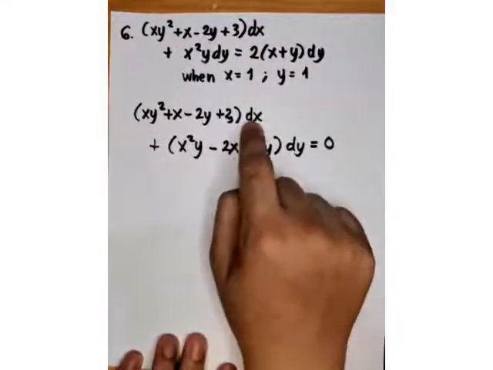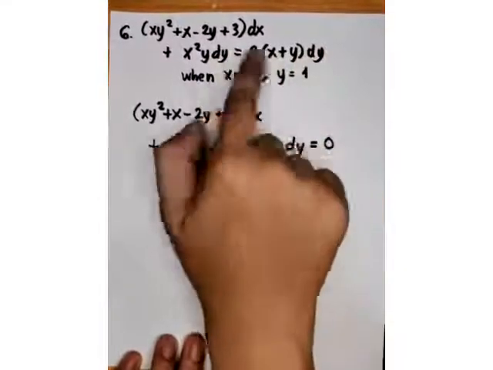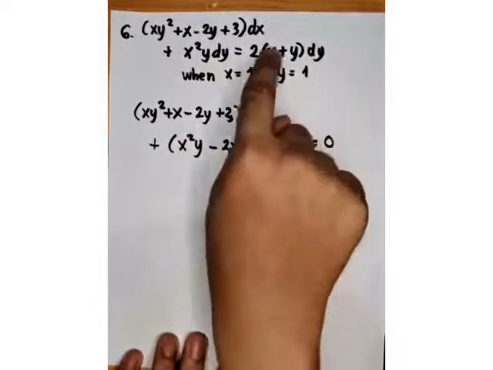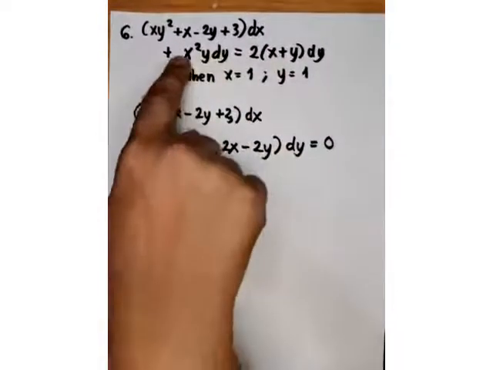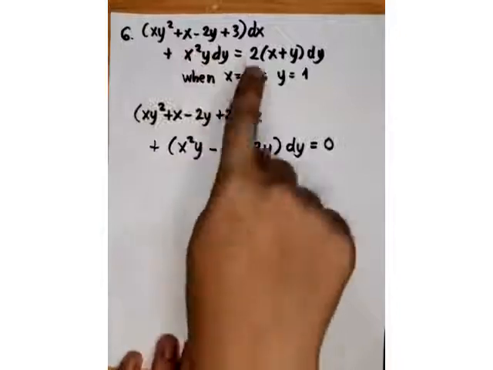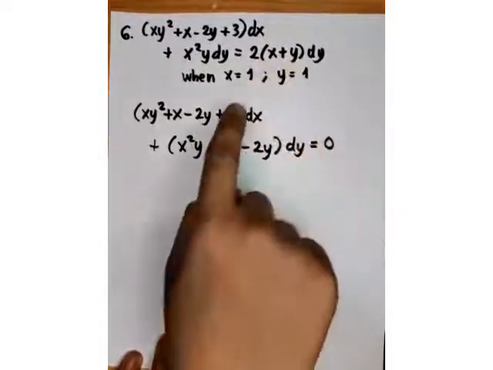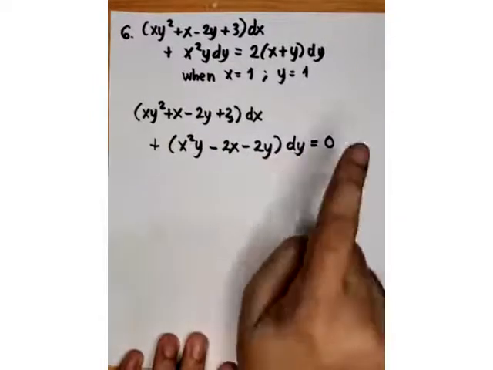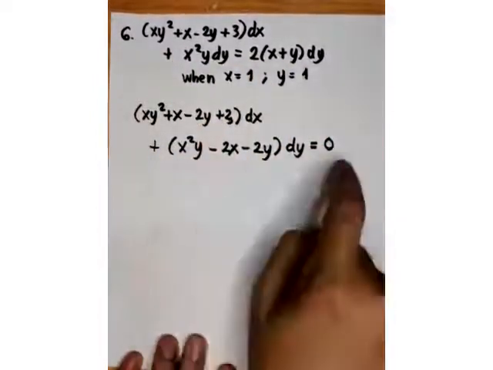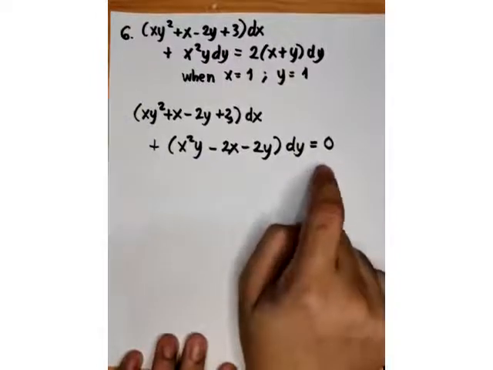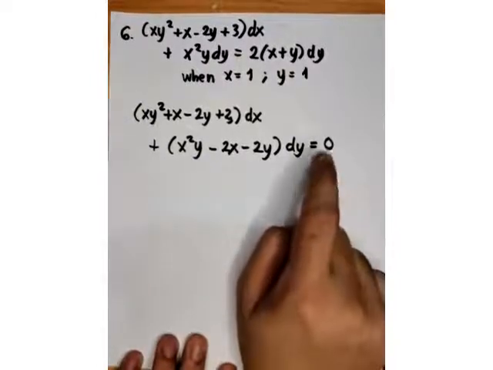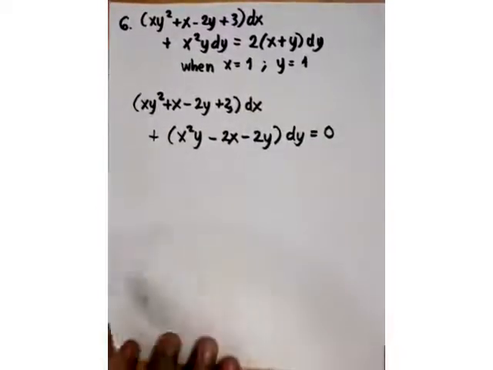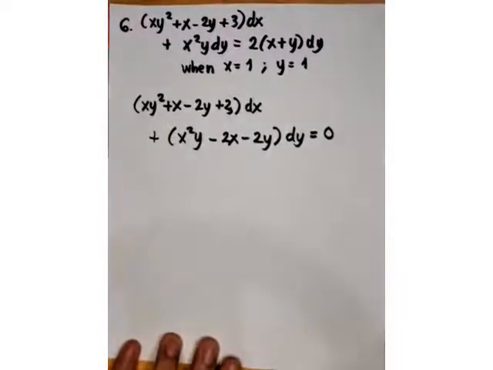Bakit siya hindi standard form? Di ba dapat lahat ng y at saka x magkakasama? So, tapos equate mo siya sa 0. So, ang ginawa ko is tinranspose ko to dito sa kabila. Kaya naging positive yon, xy squared. Tapos 2, dinistribute ko. So, tinranspose, naging negative 2x minus 2y dy is equal to 0. So, that means this now becomes the standard equation. So, therefore, you can test the exactness from here. Ayan. So, first is standardize, then test for exactness.